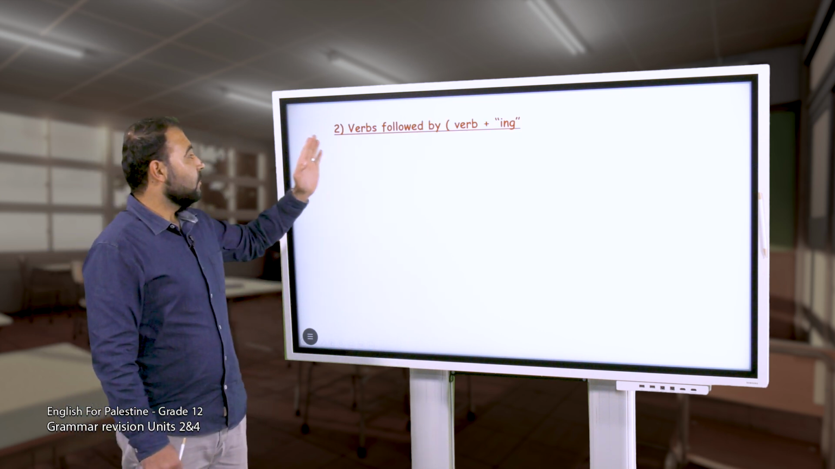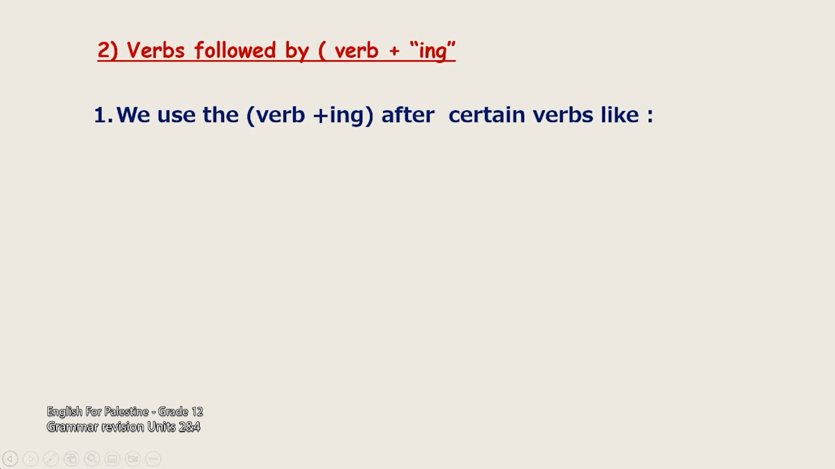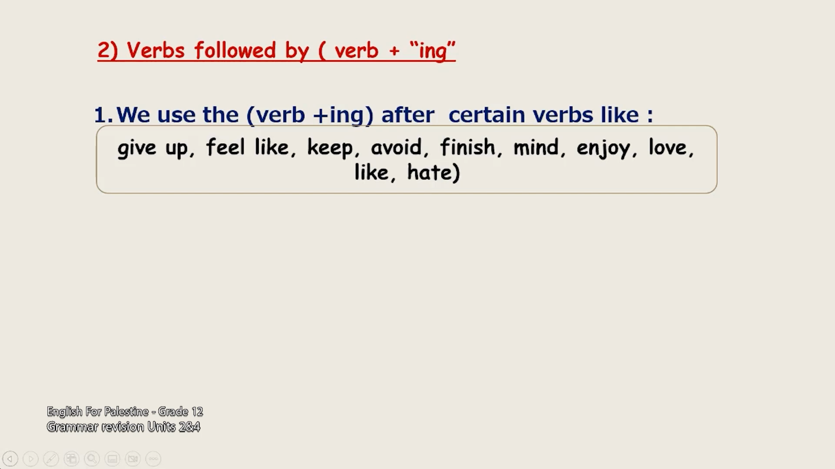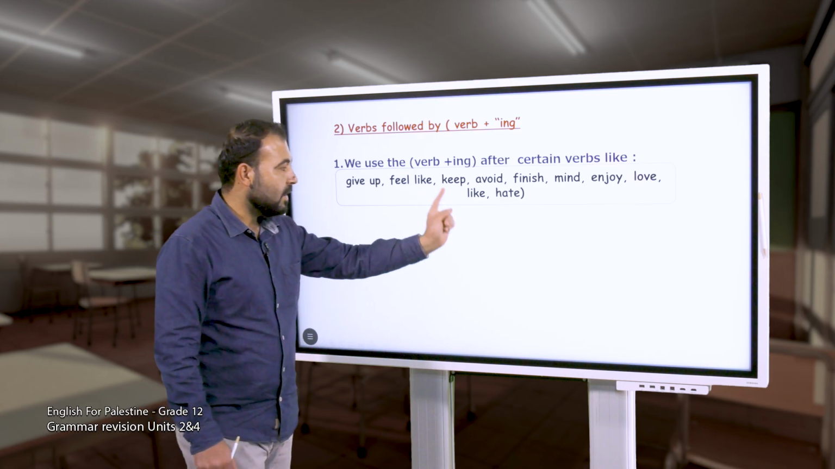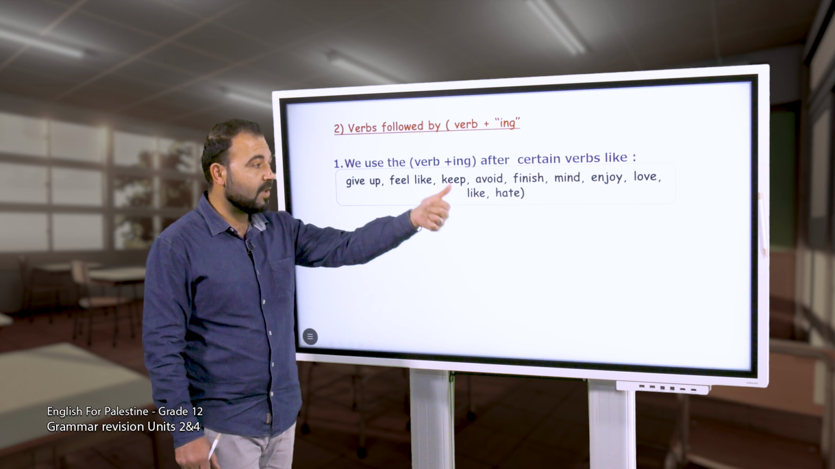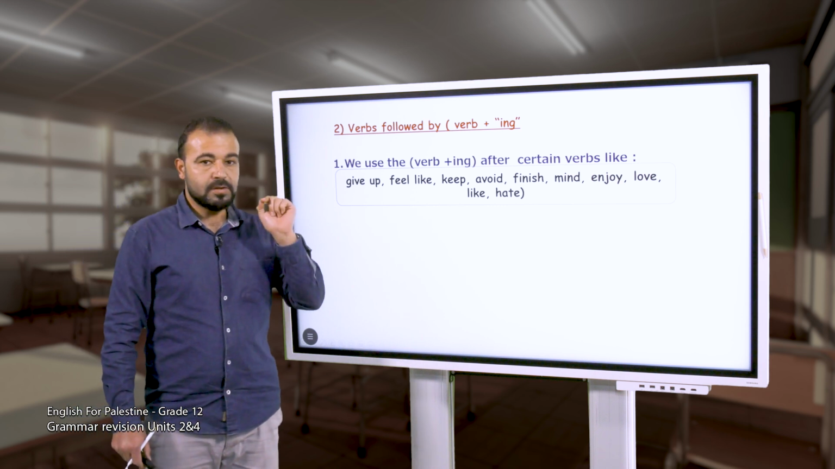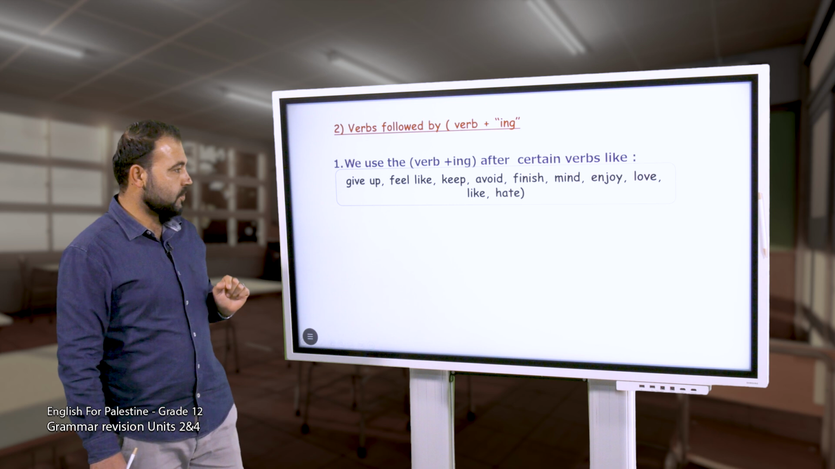The second group, verbs followed by the ing form. The first point, we use the verb plus the ing form after certain verbs like give up, feel like, keep, avoid, finish, mind, enjoy, love, like, hate, without would before them. Pay attention: love, like, and hate are followed with the ing form. But if there is would before love, it must be followed with the infinitive with to. So you have to pay attention to this note.